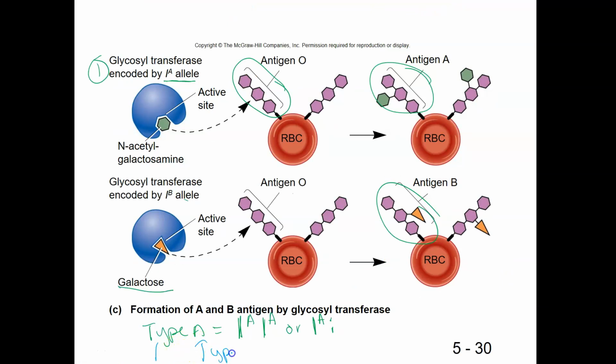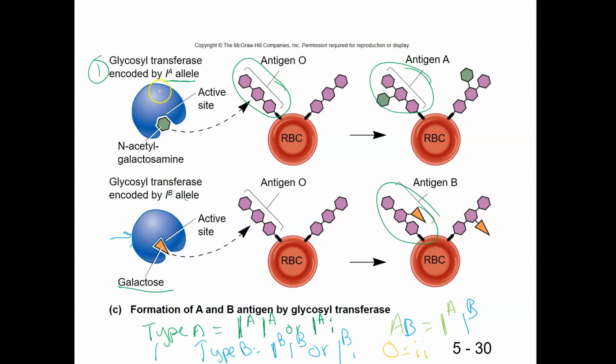Type B equals a chromosome with the B enzyme. So this is the B enzyme here. And you could be homozygous, or big B, little i. Now, type AB, so we're going to make this green and blue, is that plus, you guessed it, this. And then type O, we're just going to give type O orange, right? Type O is just going to be little i, little i.